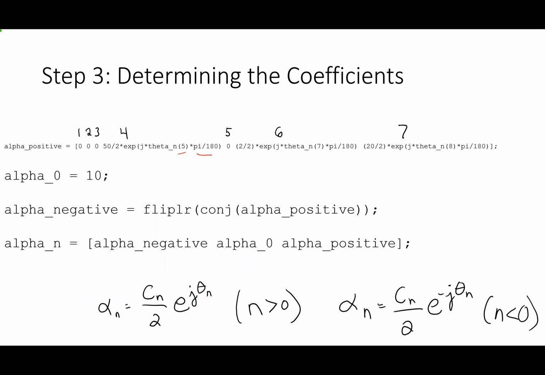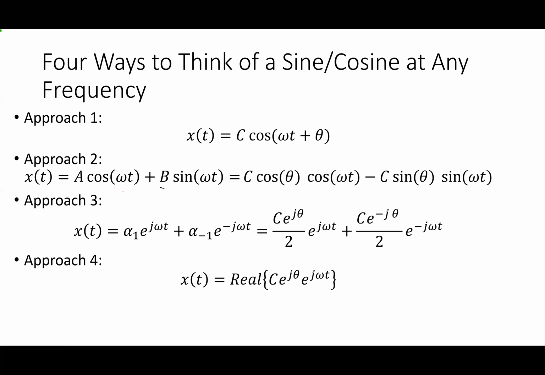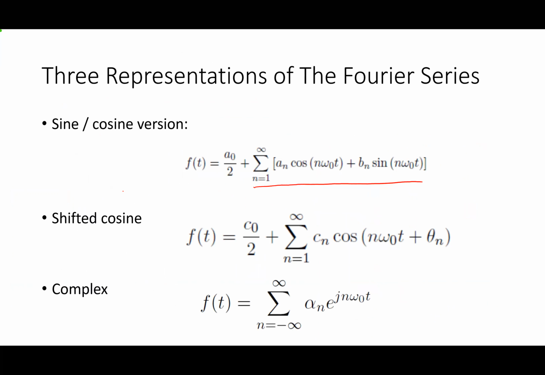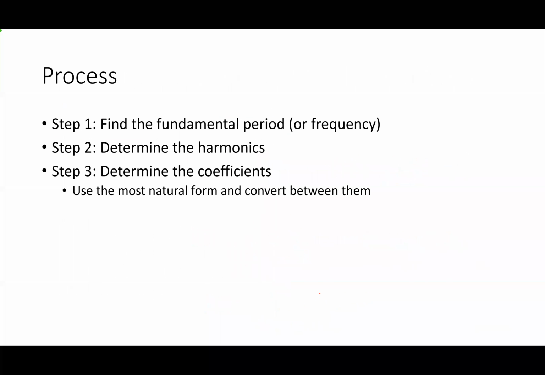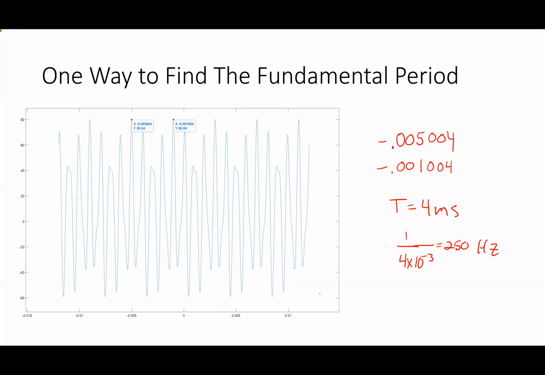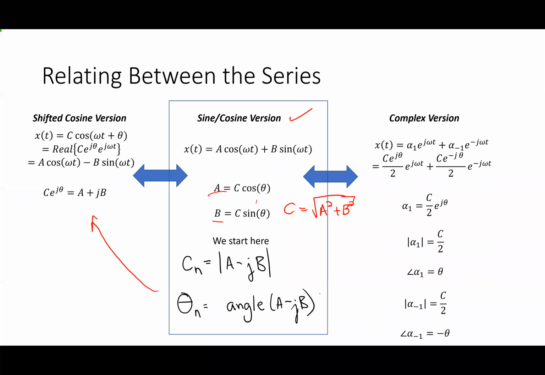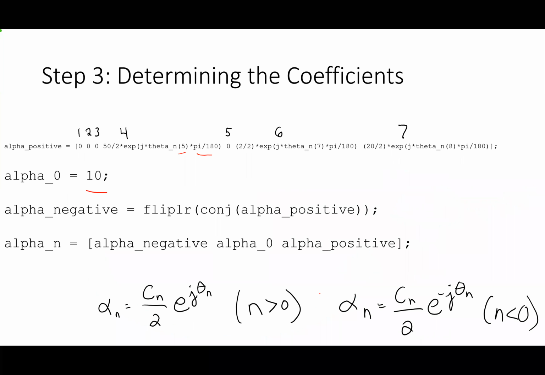Now, what I did next is I put alpha 0 by itself. What is alpha 0? What frequency does alpha 0 correspond to here? The DC term. If I go back to the form of this series and plug in n equal to 0, alpha 0 is just the DC term. When I look at the equation, the DC term is 10, and so I put in alpha 0 equals 10.